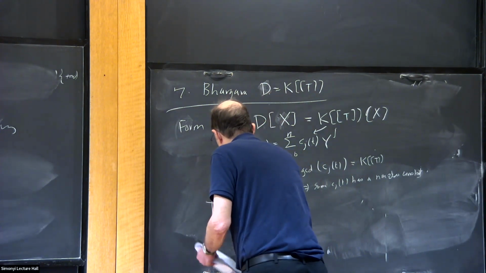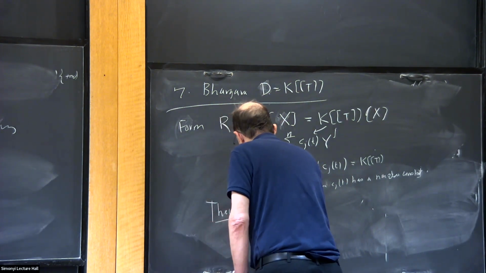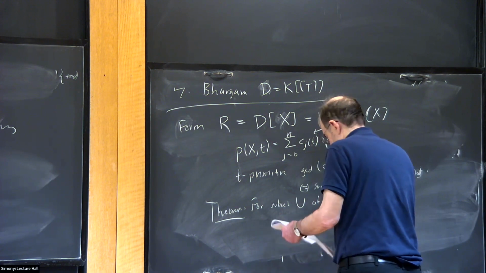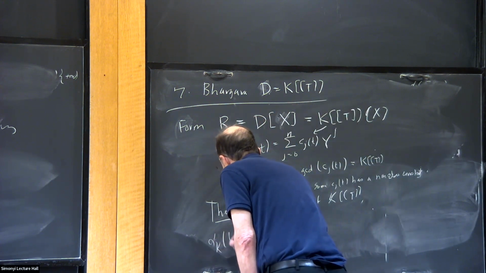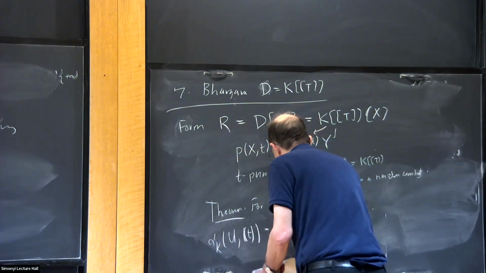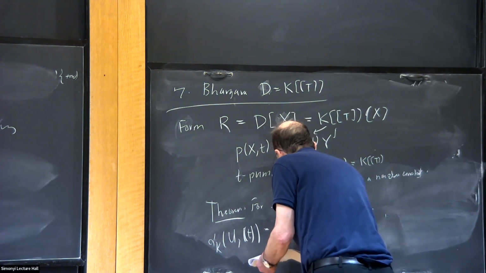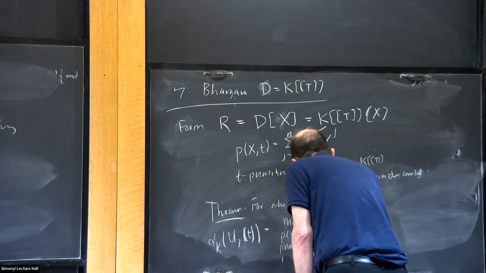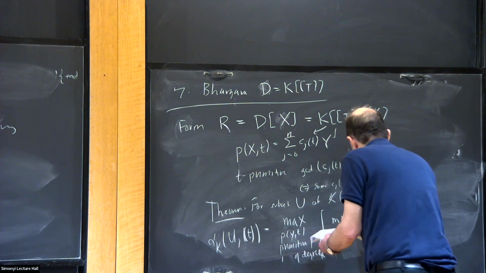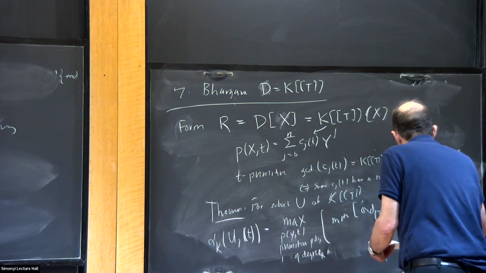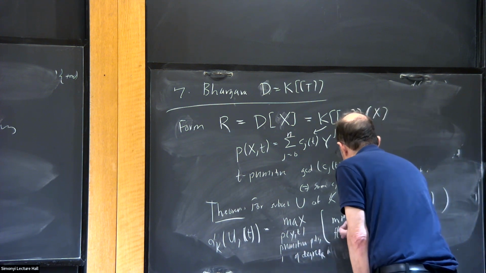Okay, and then the result, the criterion will be for a subset U of K double bracket T, alpha, so K of U for this ideal T in double bracket T is given by the maximum over P of YT primitive polynomials of degree K of the min of the ord with respect to T of P of F of T, taken over all the F of T that are in U.